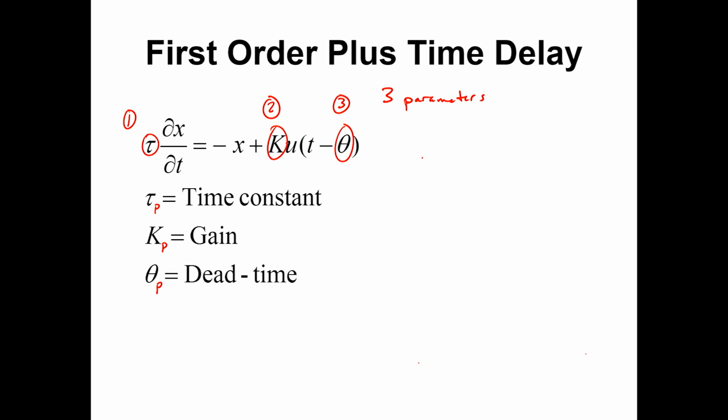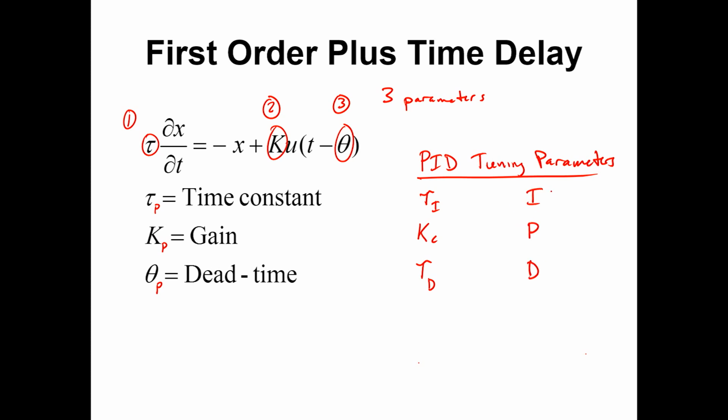Now this is about the simplest model that you can get, but we're going to use it to obtain PID tuning parameters and approximate tau I, Kc, and tau D, at least to obtain initial tuning parameters. You can also have P, I, and D. In MATLAB we use P, I, and D, and that's related to tau I, Kc, and tau D as shown there. So what we're going to do is obtain our process model and then obtain PID tuning parameters.